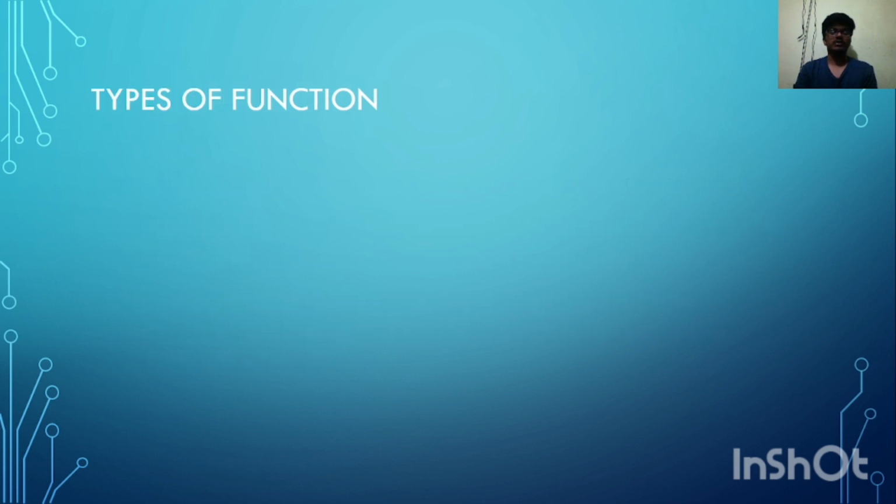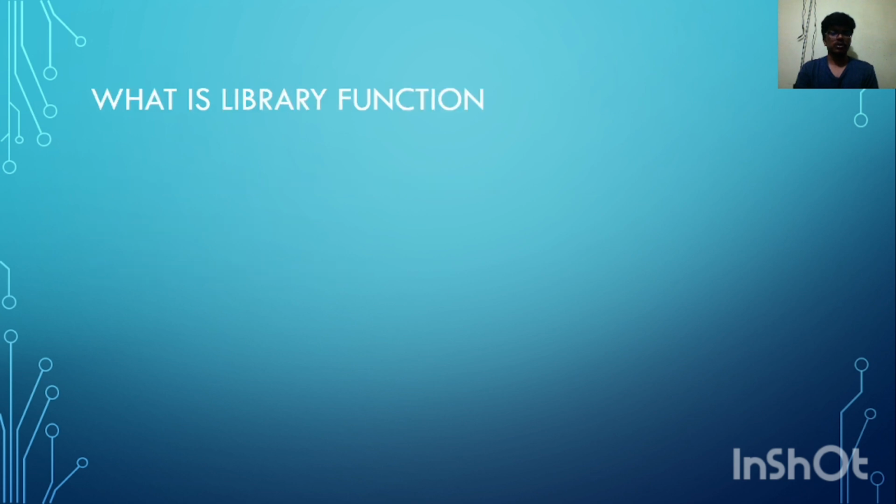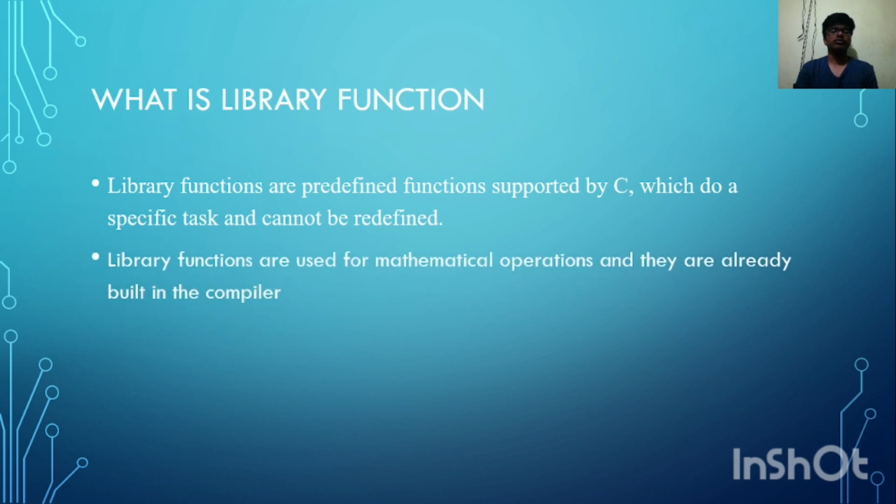Then there are types of functions. There are two types of functions. They are library function and user-defined function. Let's go through one by one. First, let's discuss what is a library function. Library functions are predefined functions supported by C, which do a specific task and cannot be redefined. Library functions are used for mathematical operations and they are already built into the compiler. Examples include printf, scanf, and gets.